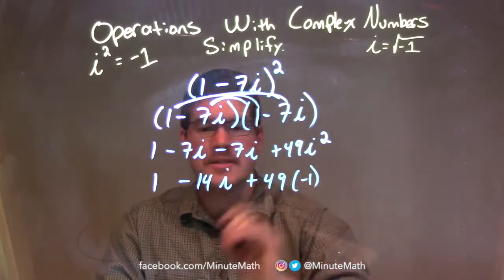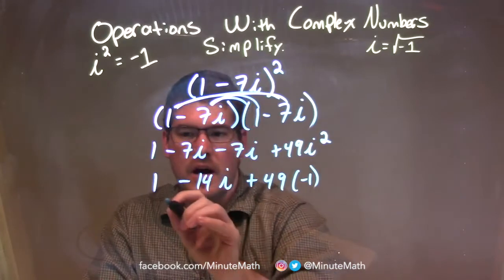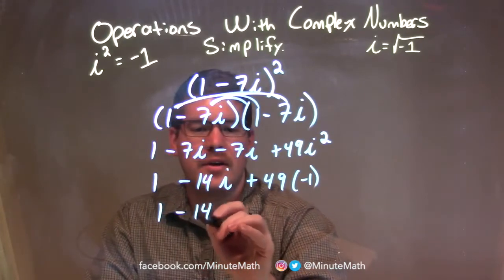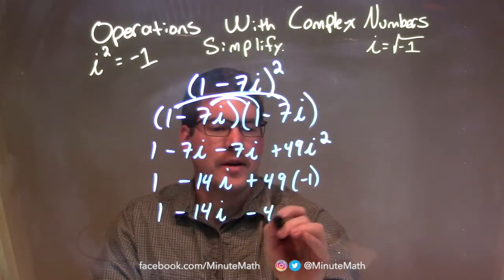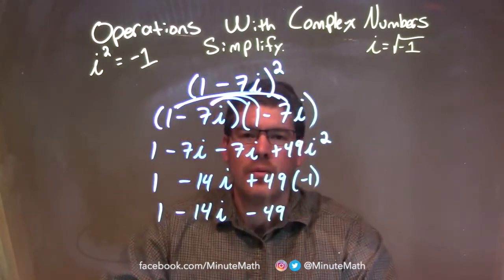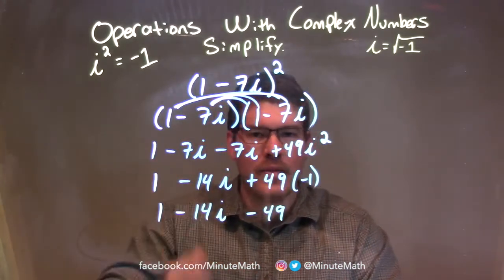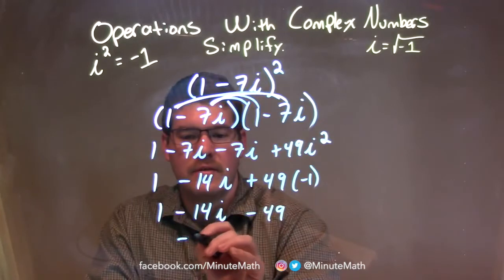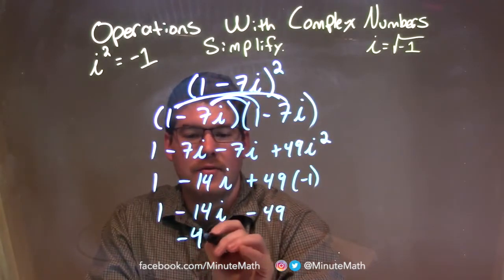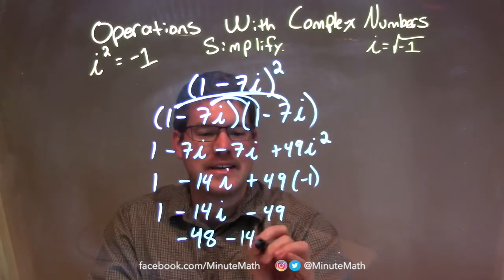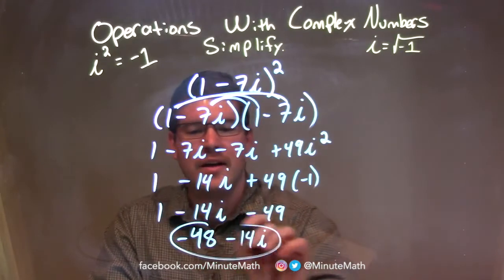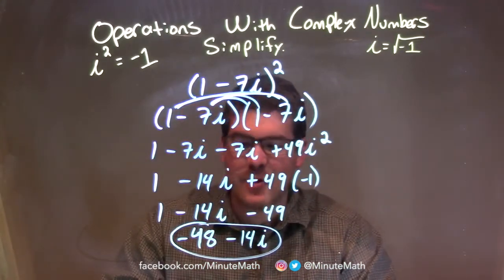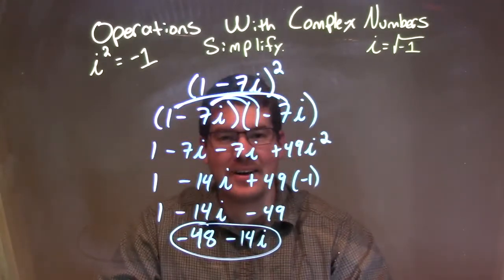Well, negative 1 times 49 is a negative 49, right? So we have 1 minus 14i minus 49 right there. Okay? Well, minus 49 and 1, let's combine those together. That's a negative 48. So we have 48 negative, 48 minus 14i. And pretty simple, our final answer here is just negative 48 minus 14i.